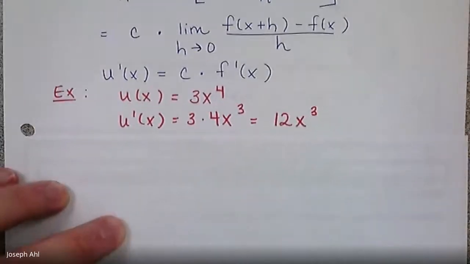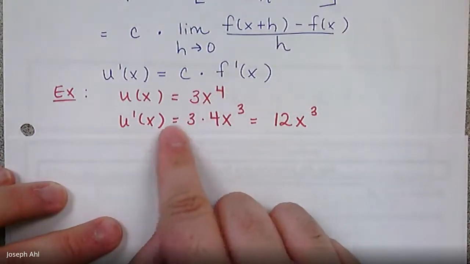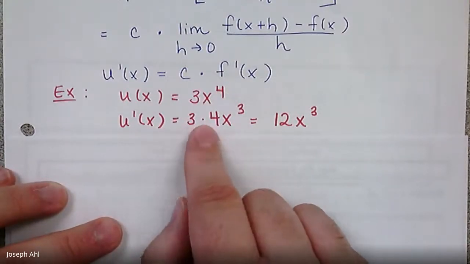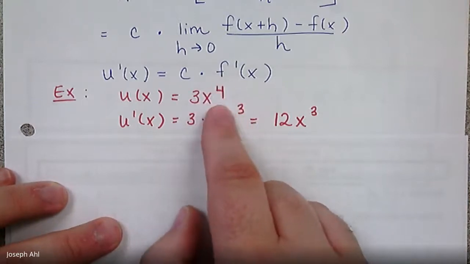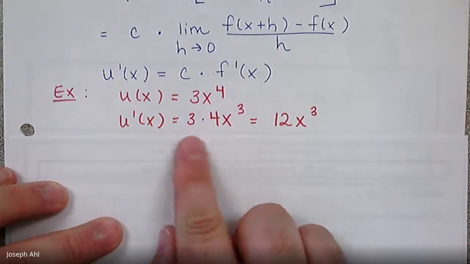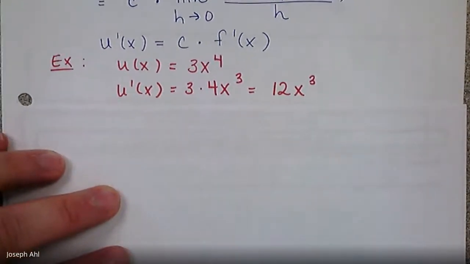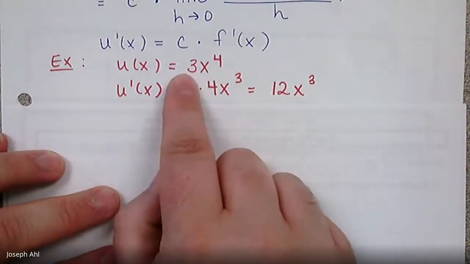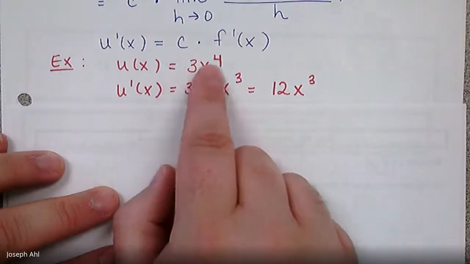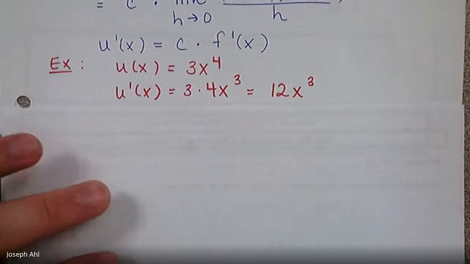Here's an example. If you have u of x equals 3x to the 4th, you can treat the derivative u prime of x as the constant 3 times the derivative of x to the 4th. So the derivative of x to the 4th is 4x cubed. Multiply those constants out front to now get 12x cubed as your final answer. So in a lot of cases, you'll just see that we drop the exponent down, multiply it by the constant out front, and reduce the exponent by 1.